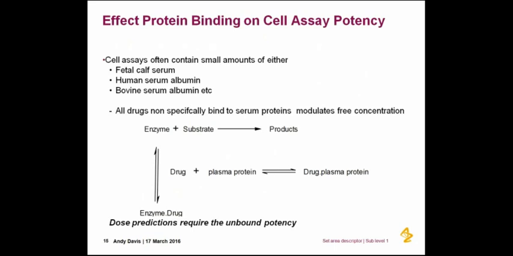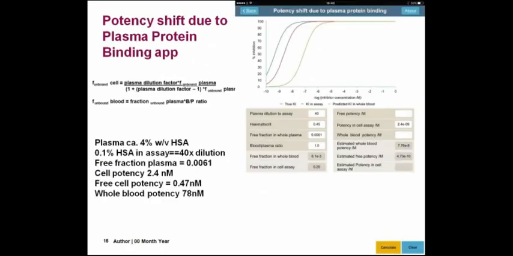Cell assays often have small amounts of things like fetal-calf serum or human serum albumin or bovine serum albumin in them to keep the cells happy. And these proteins non-specifically bind most of our drug molecules to a greater or lesser extent. We need to know about this because in our dose predictions, it's the unbound potency that we need to use to make our human dose predictions. So we should allow for the fact that there might be a small amount of binding in our cell assay.